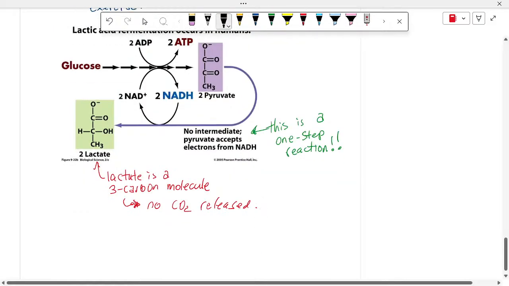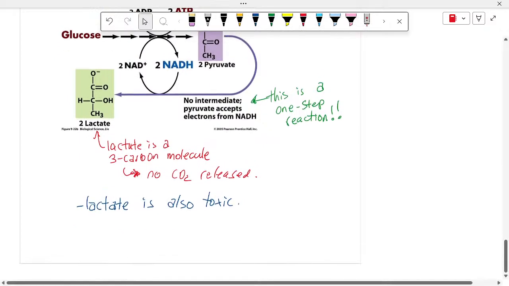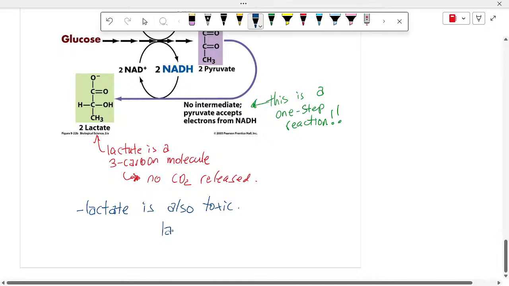Unfortunately, lactate is also toxic. Ethanol, because lactate can't cross the blood-brain barrier with ease. By the way, we will make a quick note. Lactate is the same thing as lactic acid. Not as easily. It can, but it doesn't do so as readily.